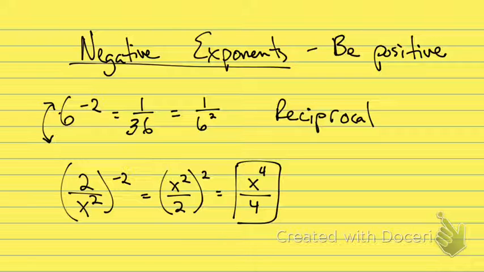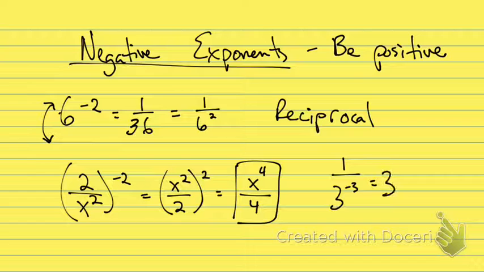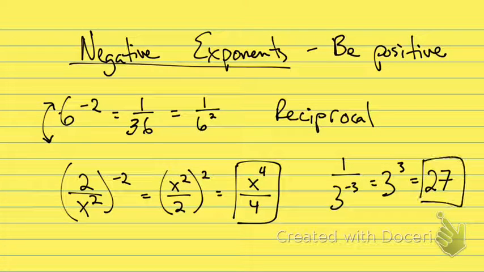Negative exponent means reciprocal. Let's look at this one. 1 over 3 to the negative 3rd. So if we take this further, negative exponent means reciprocal. That would mean that this is equal to 3 to the 3rd, which is 27. Cool. Looks like it checks out.